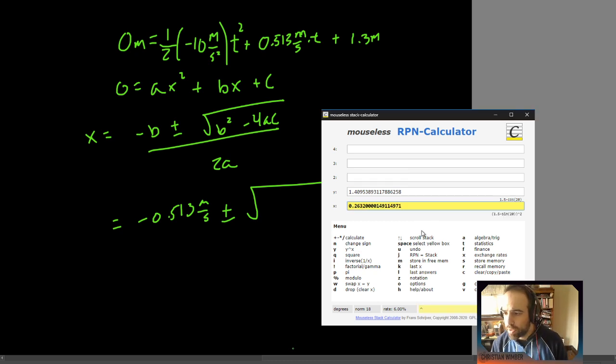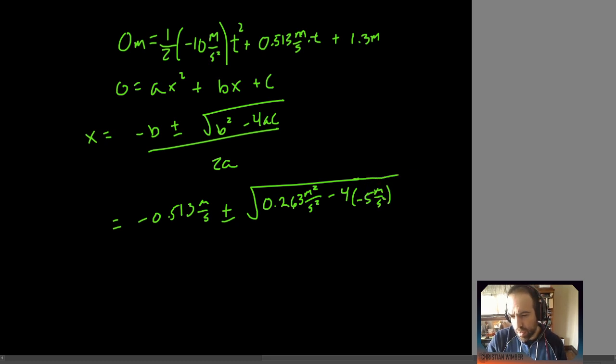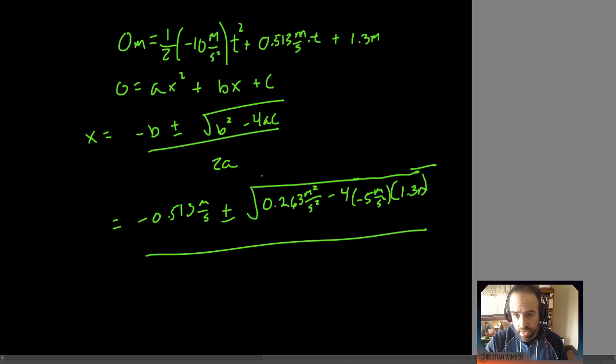I get 0.263 meters squared per second squared minus 4AC. Now, A is 1/2 of negative 10, so it's negative 5 meters per second squared. And then C is this 1.3 meters. And then all of this is over 2 times A. Well, 2 times 1/2 times negative 10 is just negative 10 meters per second squared.